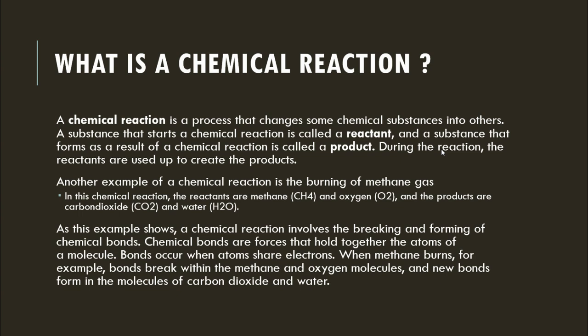During a chemical reaction, the reactants are used up to create the products. We use the reactants to create products. So reactants are disappearing, products are appearing. Another example of a chemical reaction is the burning of methane gas. In this reaction, the reactants are methane and oxygen, and the products are CO2 and water. You may not quite understand that, but just know that CH4 plus O2 gives us CO2 and water. That's a chemical reaction.